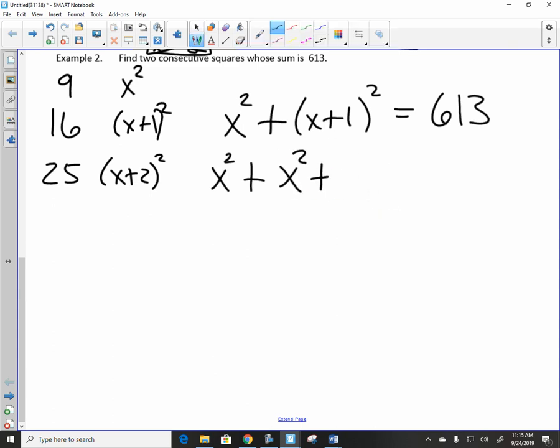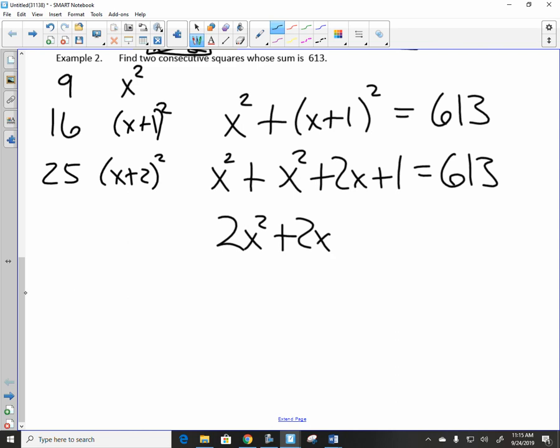X squared plus 2x plus 1 is equal to 613. Our x squareds make 2x squared plus 2x. And when I subtract the 613, I get negative 612, because we know we want to set it equal to 0 to solve.